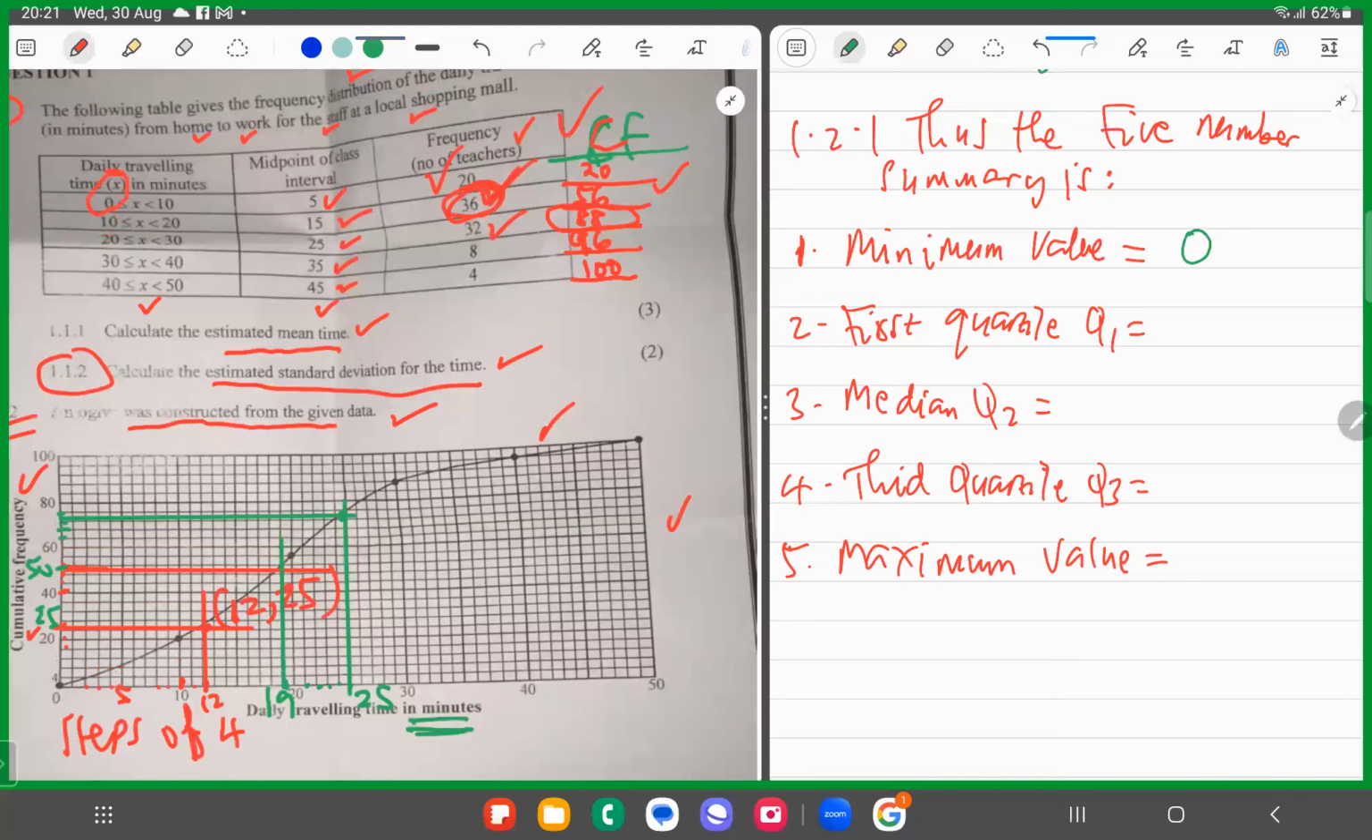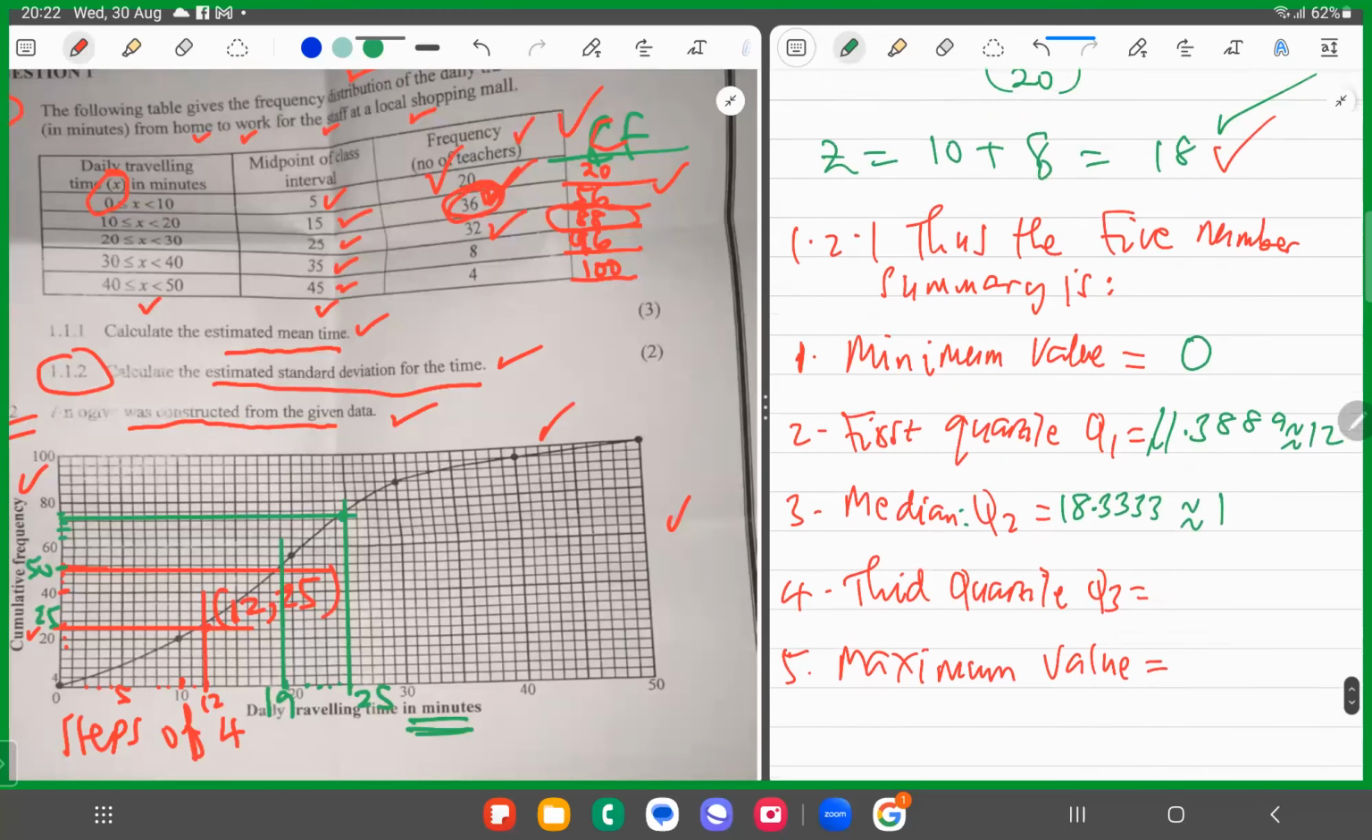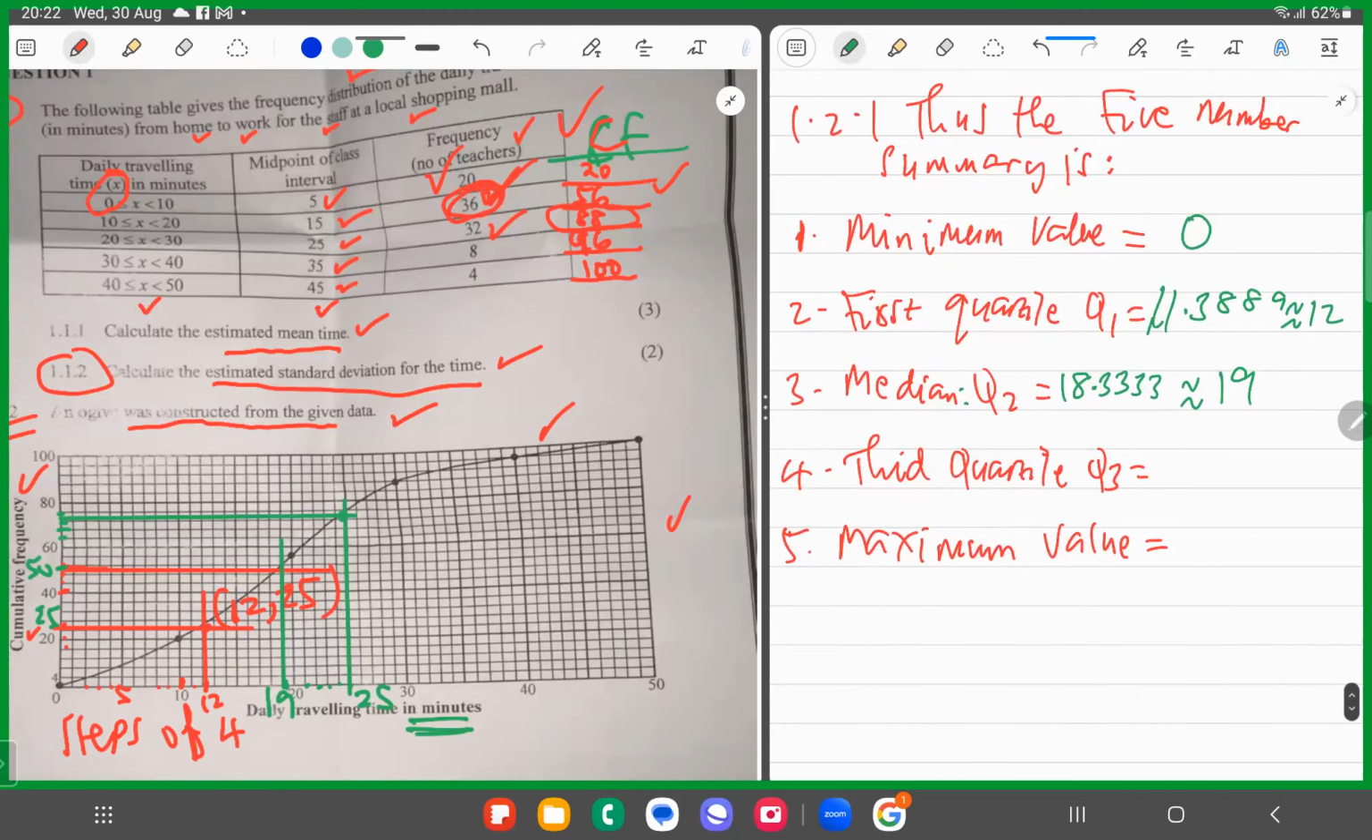The first quartile, we've already seen that it's 11.3889, approximately 12, we said. Q2, which is the median value in the middle, is 18.3333, and we said it's approximately 19 in terms of what we got from the Ogive. But we calculated the accurate values for your question.